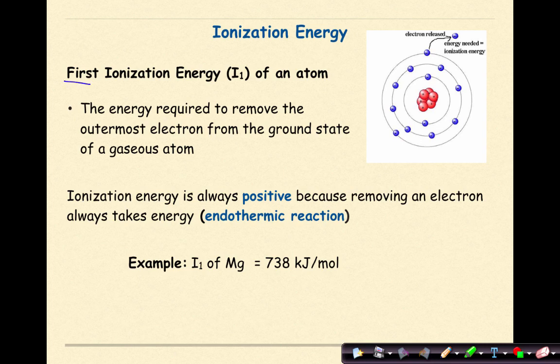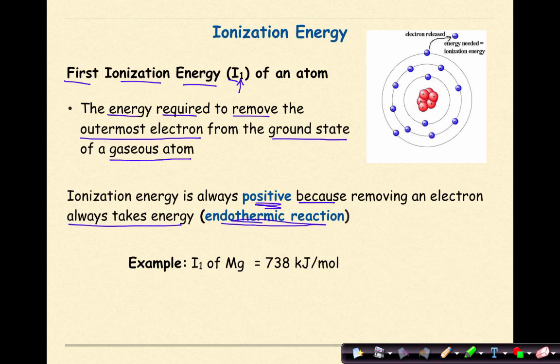The first ionization energy, which we represent as an I with a little sub 1 of an atom, is defined as the energy required to remove the outermost electron from the ground state of a gaseous atom. Ionization energy is always positive because removing an electron always takes energy. This would be considered an endothermic reaction. You must put energy in to remove one of these electrons. So for example, the first ionization energy for magnesium is 738 kilojoules per mole.